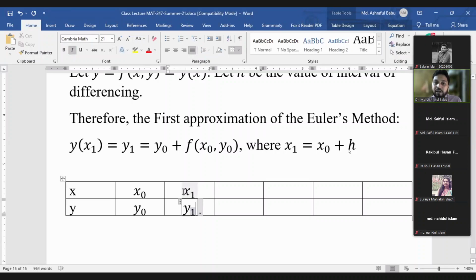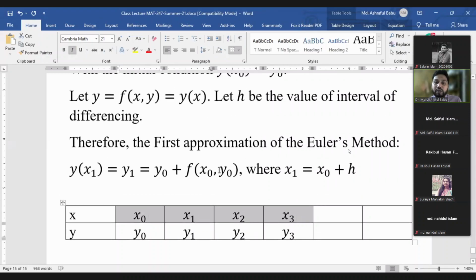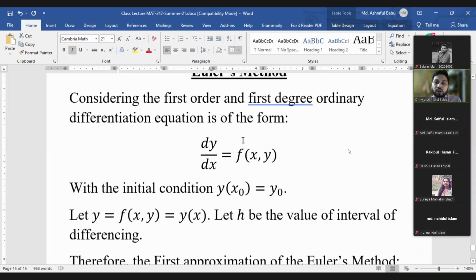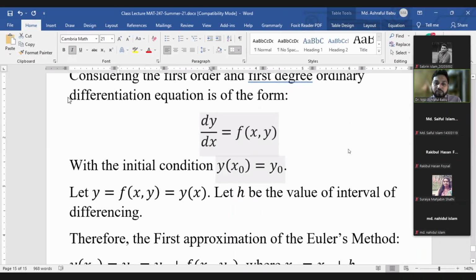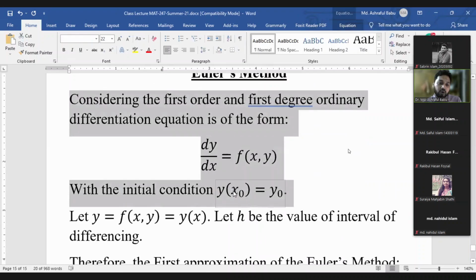Okay. Similarly, you can write x2, then it will be y2, then x3 and y3, and so on. So these are your domain values, and these are the function values. The initial domain x naught is given by the problem, because this is the standard form of this problem, and an initial condition will be given.